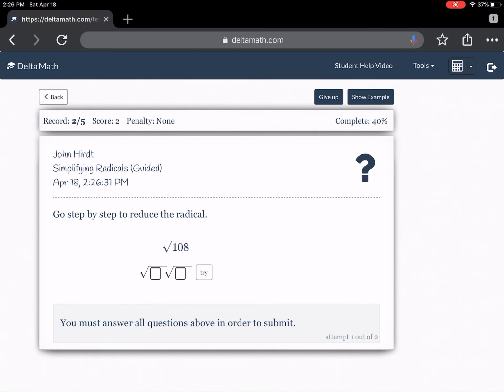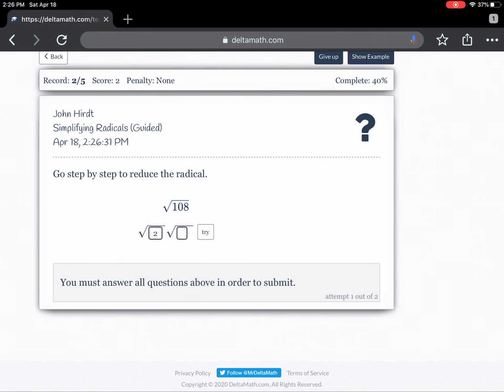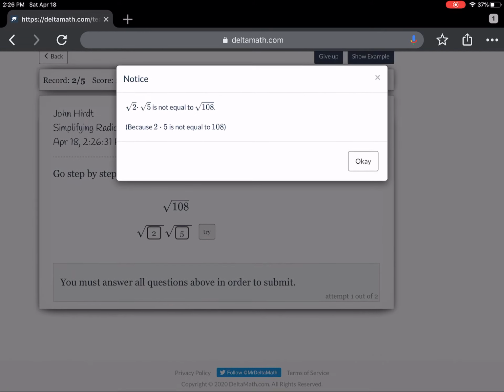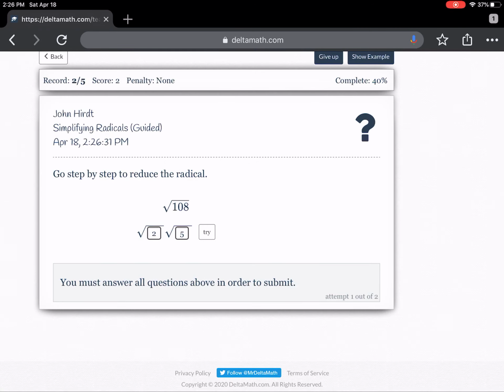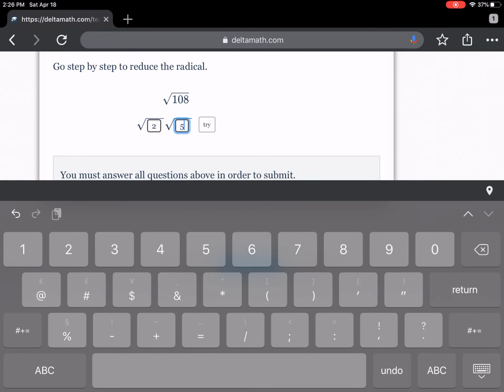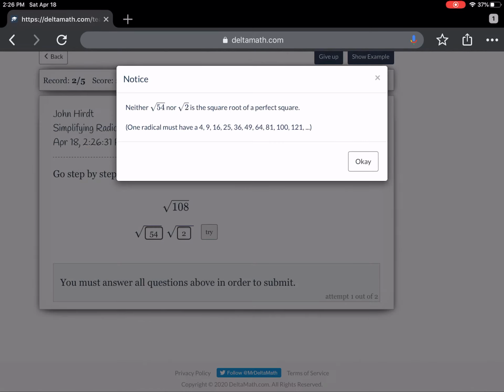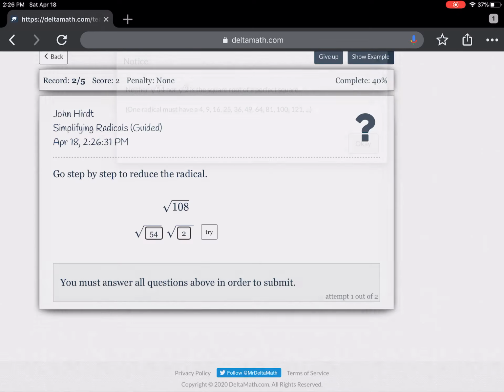If I go into my Delta Math assignment and say it's 2 and 5, I'm just saying try that. Okay, not equal. 2 times 5. I have to choose something that equals 108. It won't even let me, so let's do 54 and 2. Right, one of the radicals must have a perfect square in it.